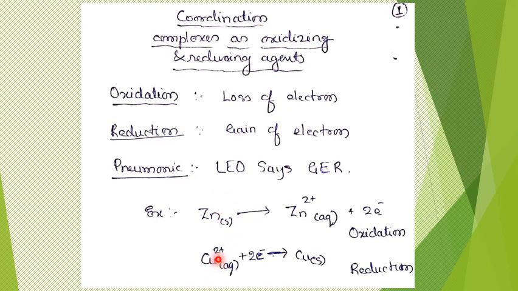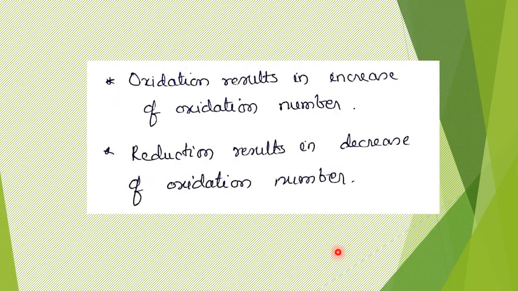So here it is changing from copper 2+ to copper solid. Copper solid's oxidation state is taken to be 0. So 2+ to 0 is definitely a decrease. So a decrease in oxidation number is considered to be reduction. So oxidation and reduction in terms of oxidation number is simply this: an increase in oxidation number is oxidation, and reduction always results in a decrease in oxidation number.